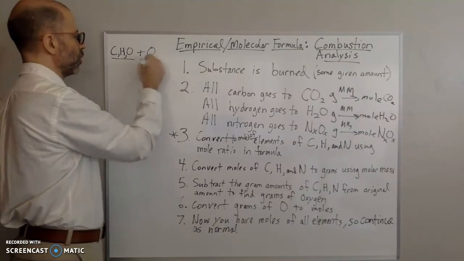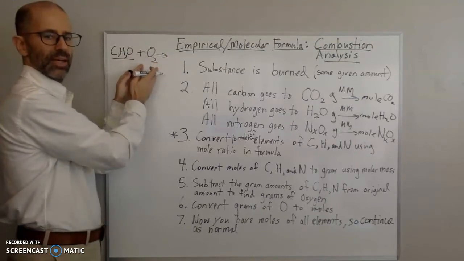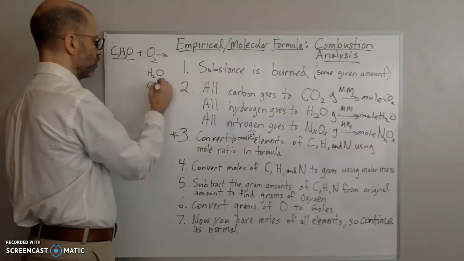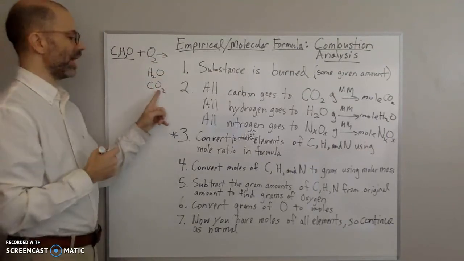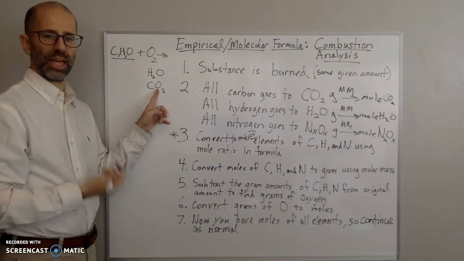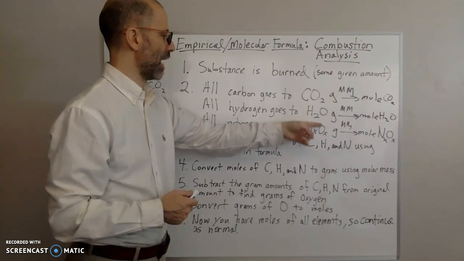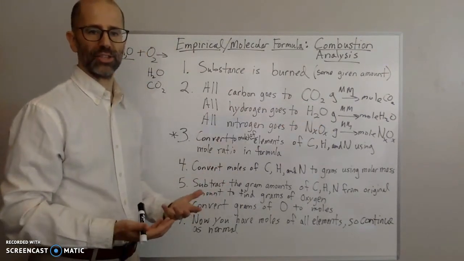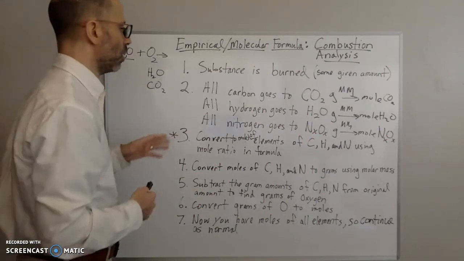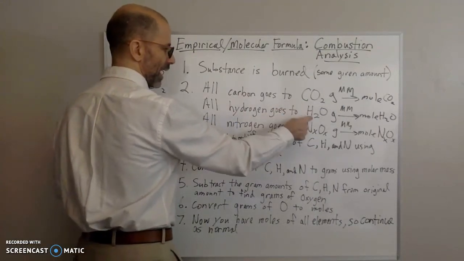So what happens when you burn it, you're adding oxygen. So some of the oxygen from the atmosphere is going in to make your products, H2O, CO2, and so on. So some of that oxygen did not come from the original substance. Some of it came from the air around when you're burning it. So that's why you can't take the oxygen here and assume that all of that oxygen came from your compound.